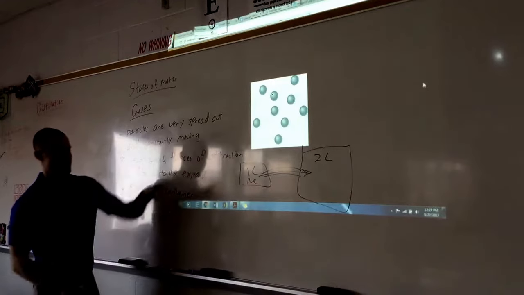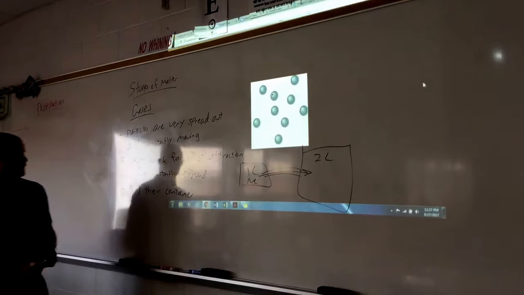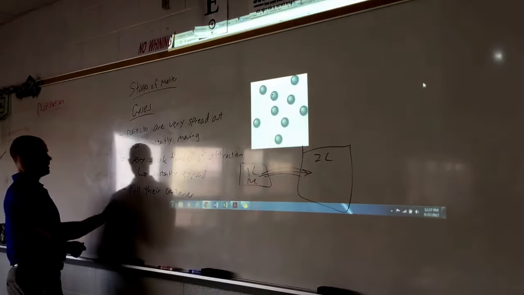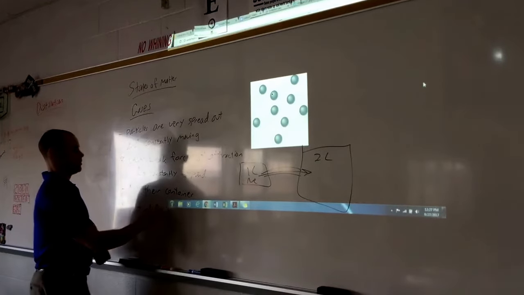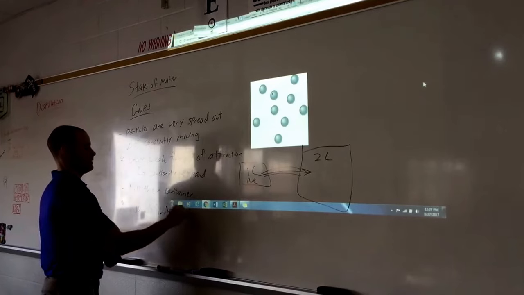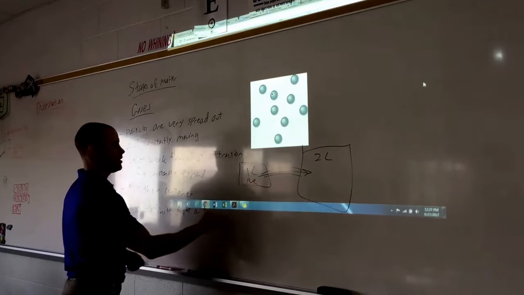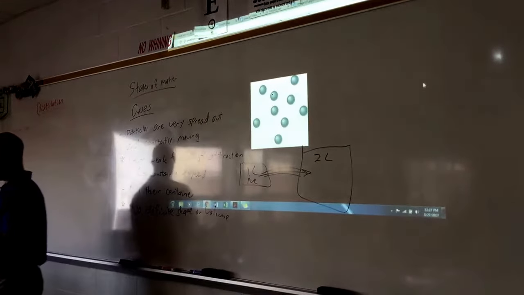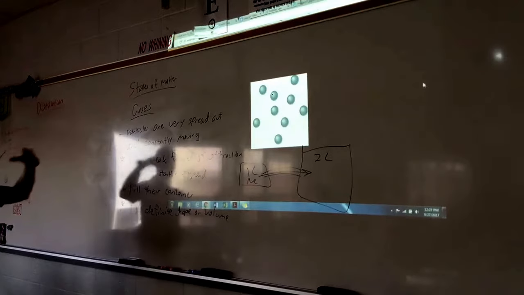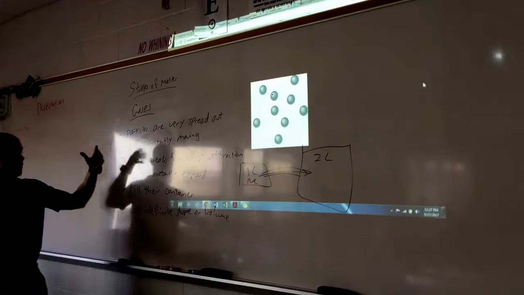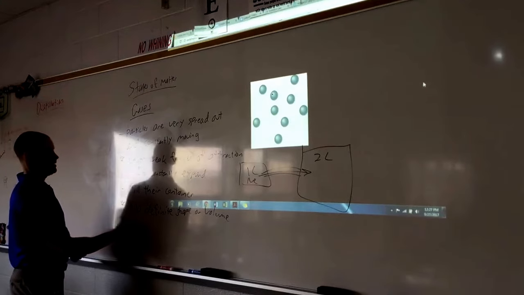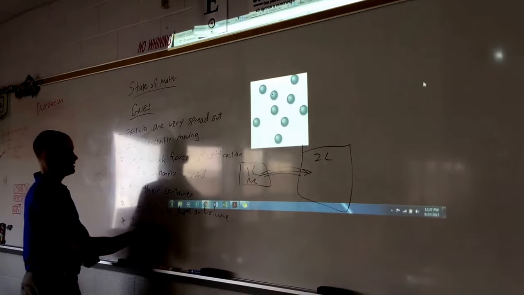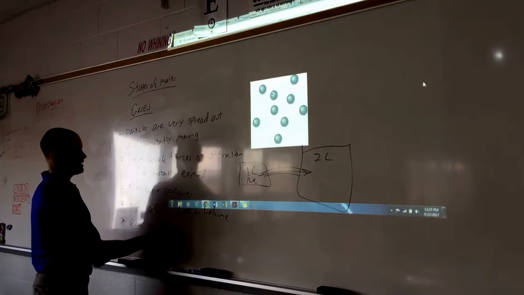Fill their container, like I was just talking to Cody about. And last thing here, no definite shape or volume. And again, the reason for all of this is because they have very weak forces. They're constantly moving, very spread out. Oh, one more thing, sorry. Easy to compress and expand.